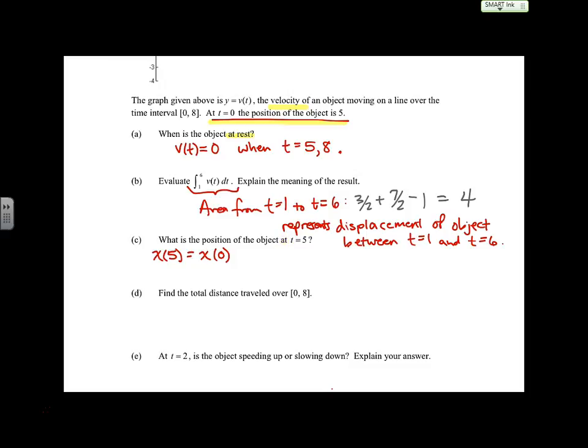So we can say x of 0, but the dilemma is, kiddos, what are we going to have to add in order to figure out the change between 0 and 5? The area from 0 to 1. You have to go from 0 to 5. The dilemma is, what did they ask for in letter B? 1 to 6. So can we just steal the 4?